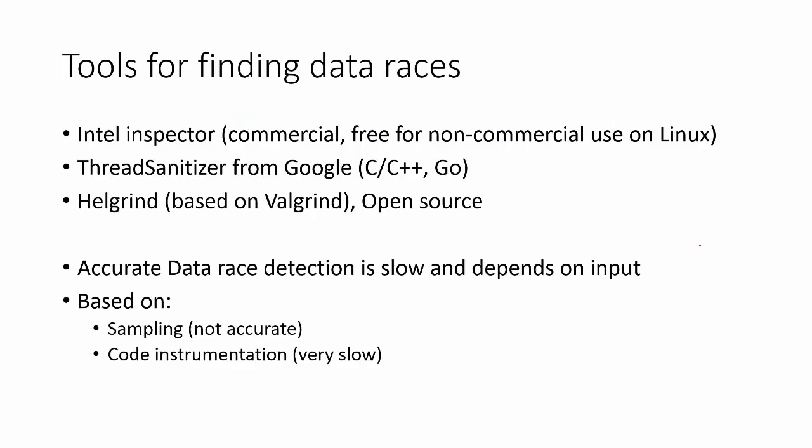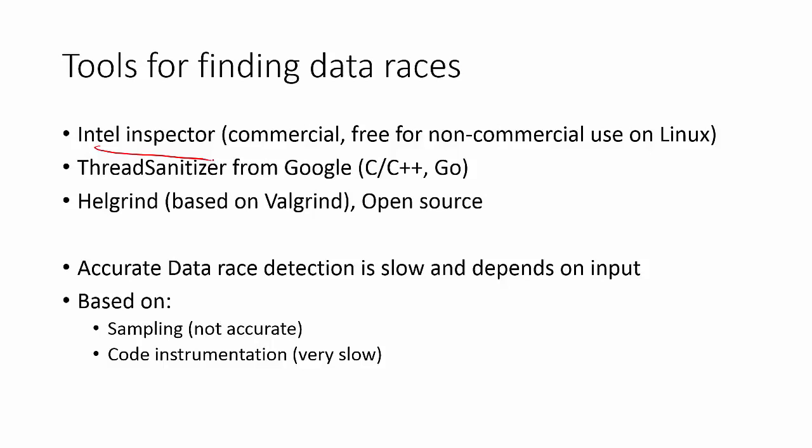Okay, tools to find data races. Intel Inspector is a good one. It's commercial, but it's free for non-commercial use on Linux. You have Thread Sanitizer from Google. It works with C, C++, and Go. You have Helgrind based on Valgrind on Linux systems. It's an open source tool which is useful for any kind of language.